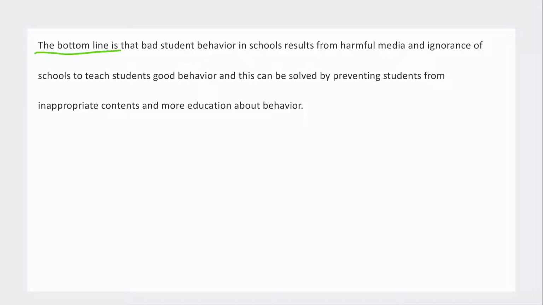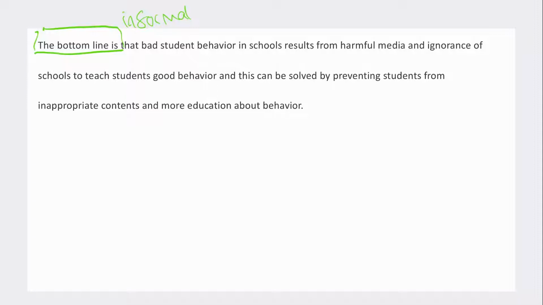So conclusion: the bottom line is that bad student behavior in schools results from harmful media. The bottom line is, again, a very natural phrase, but it's actually very informal. If we're writing a formal academic essay, we wouldn't necessarily say the bottom line is. There's nothing wrong with saying to conclude, to sum up, in summary. I know it feels like that seems very boring and basic, but it works. There's nothing wrong with writing that.